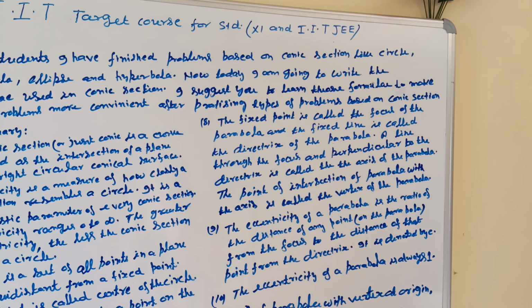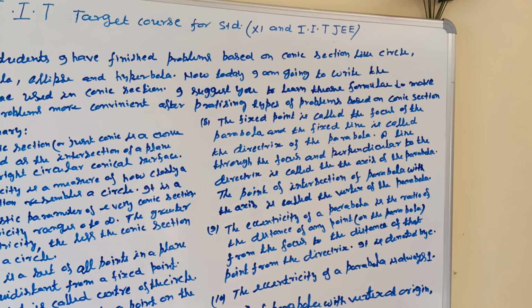Sixth, equation of circle with center (h, k) and radius r is given by (x minus h) whole square plus (y minus k) whole square equal to r square.